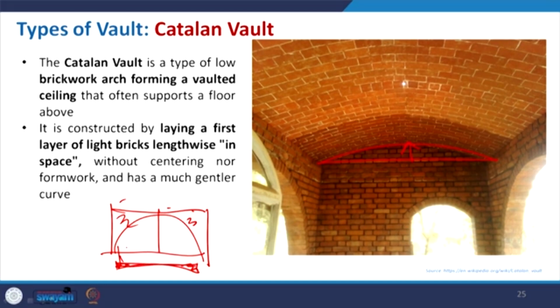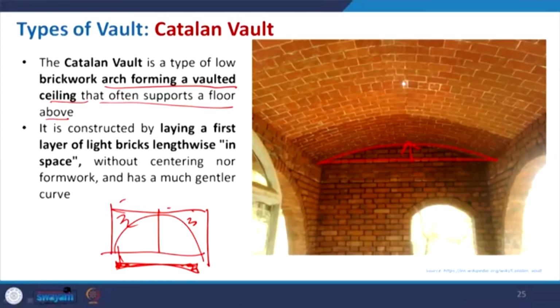So, let us go through the text. The Catalan vault is a type of low brickwork arch forming a vaulted ceiling that often supports a floor above. Okay, that I already explained. It is constructed by laying a first layer of light bricks lengthwise and in space. So, it is constructed one after another, and this requires very good expertise so that it will not really fall.